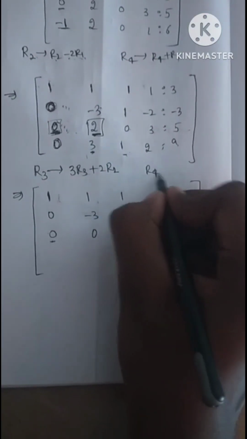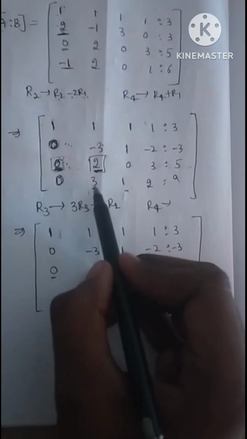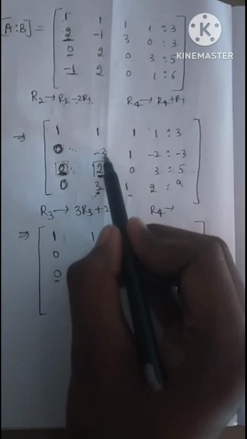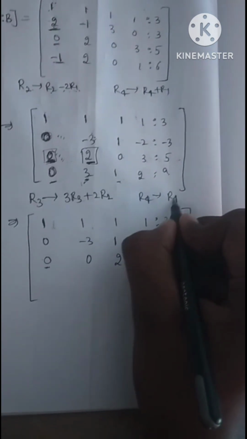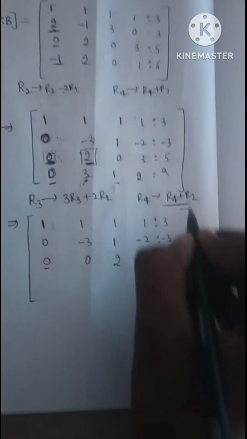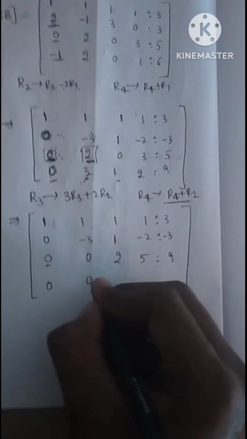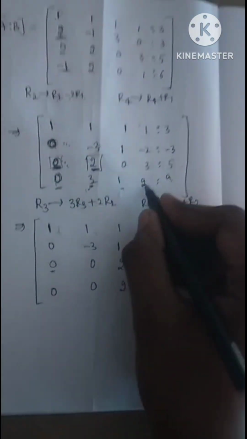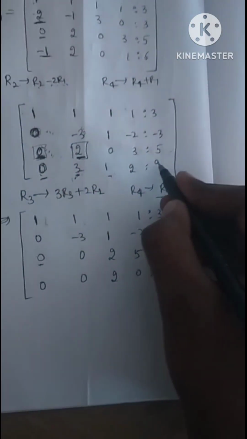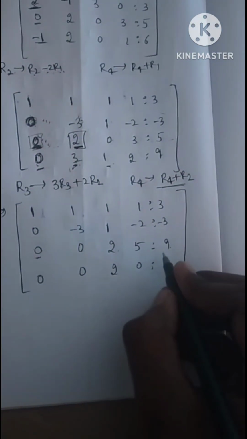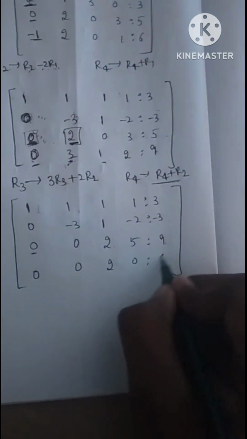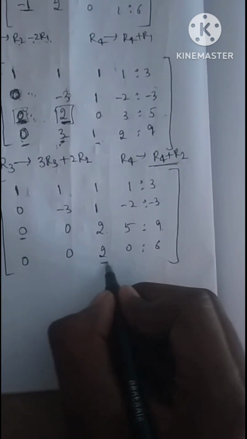So now R4 also should be made 0. So we have to add these both so that 0 also does not change, such that 0 plus 0 is 0 and 3 minus 3 is 0. So let us do R4 tends to R4 plus R2. We do another operation here. R4: 0 plus 0 is 0. 3 minus 3 is 0. 1 plus 1 is 2. 2 minus 2 is 0. 9 minus 3 is 6. So we have to make this 0 now.